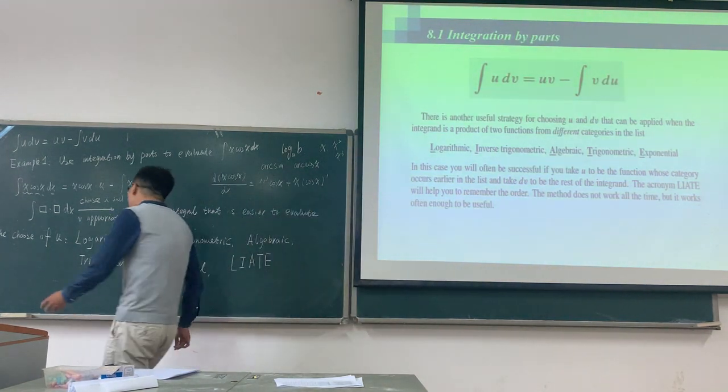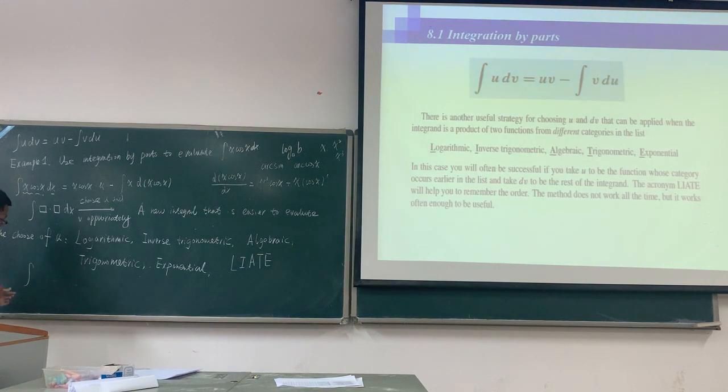For example, we have the antiderivative of ln x times dx. We need to find the antiderivative of this function, so we follow this suggestion. We let u equal what? We let u equal ln x or dx? Of course ln x, because the first choice is the logarithmic function.